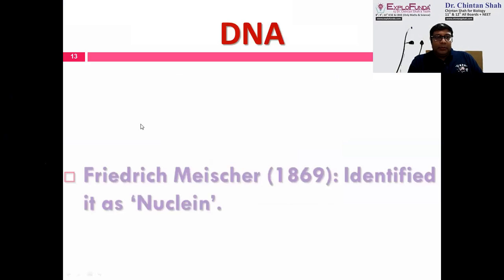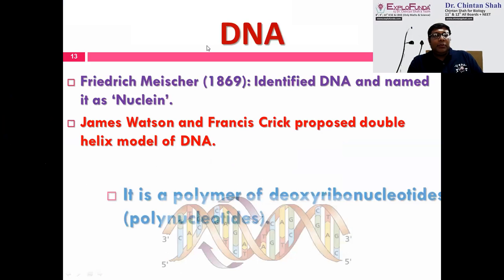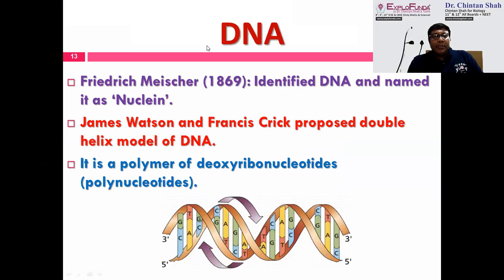Here, this is about DNA. Okay. So Friedrich Miescher, in 1869, identified DNA and named it nuclein. Why is it given such a name, nuclein? Because it is found in the nucleus. That's why it is known as nuclein. Okay. James Watson and Francis Crick proposed the double helix model of DNA. It's a polymer of deoxyribonucleotides. So there are two polynucleotide chains.